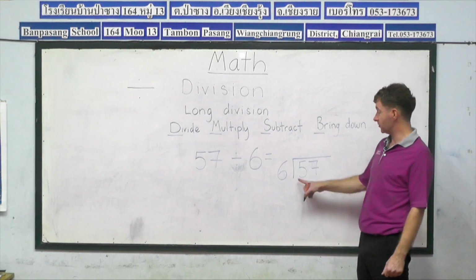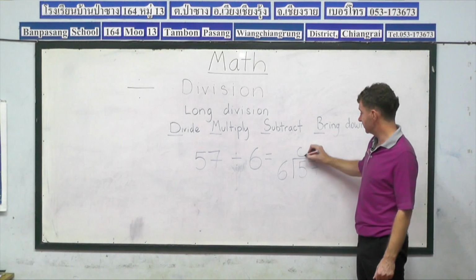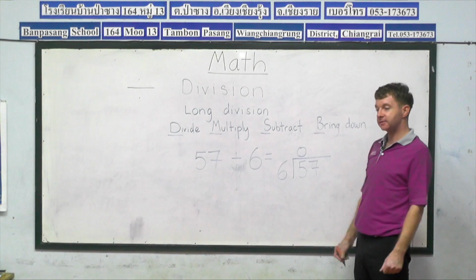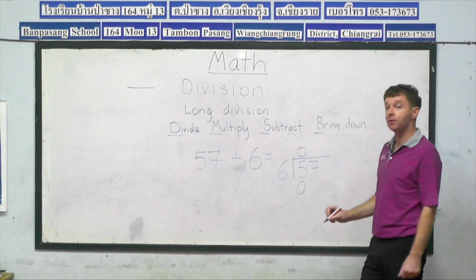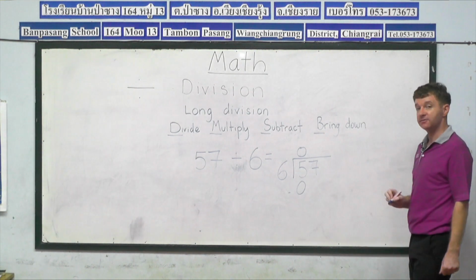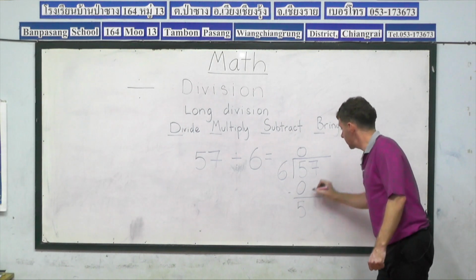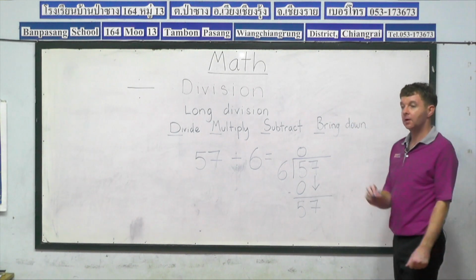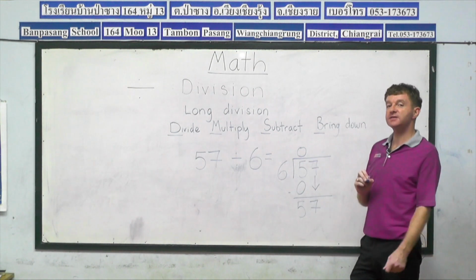Okay, so step 1, 5 divided by 6 equals 0. We can't do. 6 is the larger number than 5, so we can't do. So we have to write 0. Step 2, multiply 0 by 6 equals 0. Whenever we multiply by 0, the answer is 0. And now, 5 minus 0 equals 5. Now, bring down a 7, 57. Okay, so now, how many times can 6 go into 57?